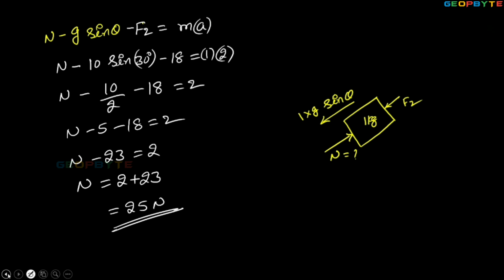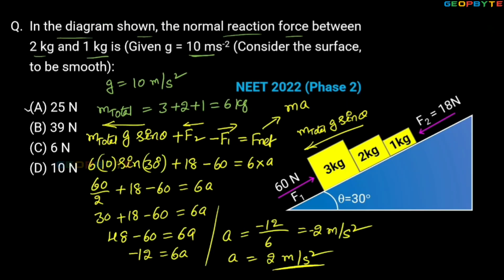Understood clearly? Look at the options. Option A itself is absolutely correct. Okay? It is also an equally important problem.